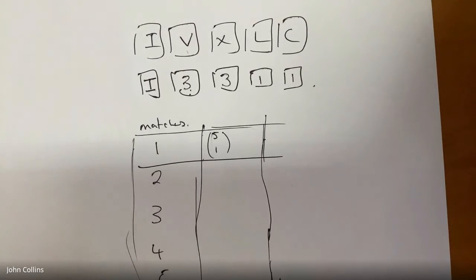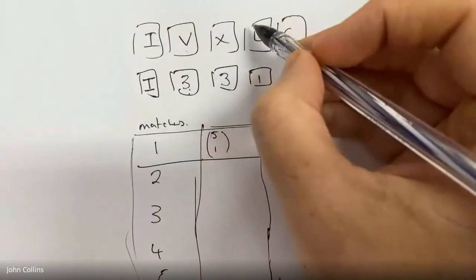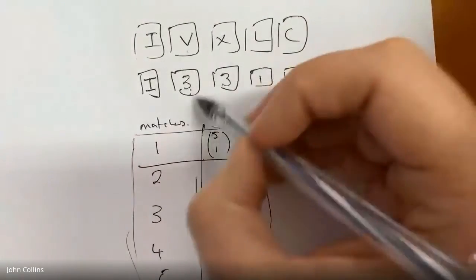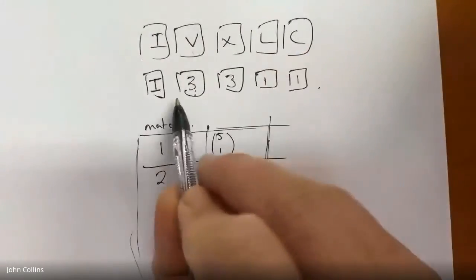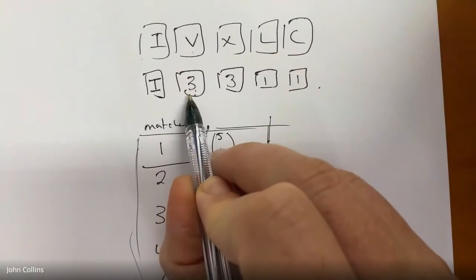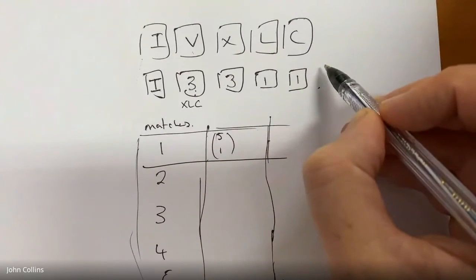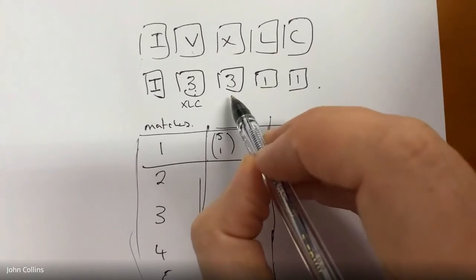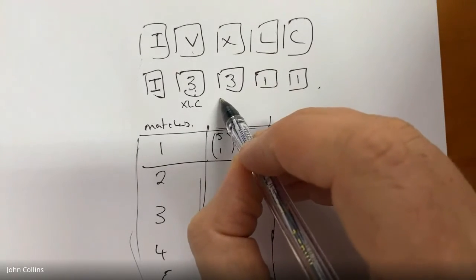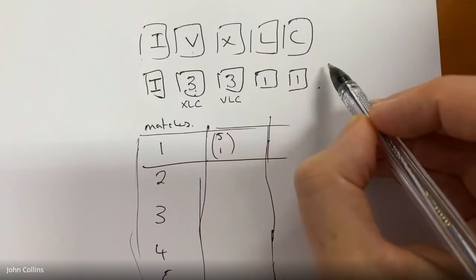Let's think about that again. If we have I gone, how many options can there be here? Anything but V is all we're allowed, so we're allowed X, L, and C. Right. Anything but X here, so we're allowed V, L, and C.